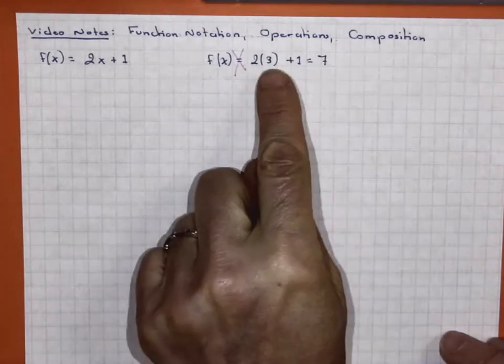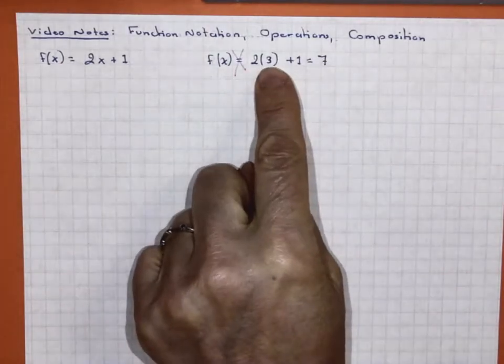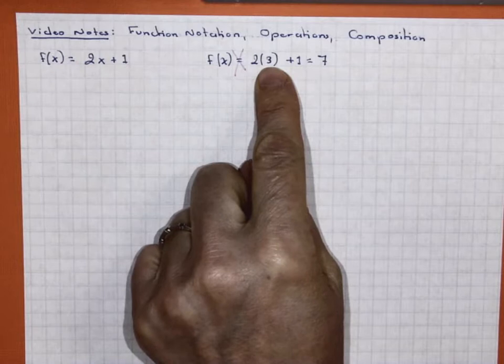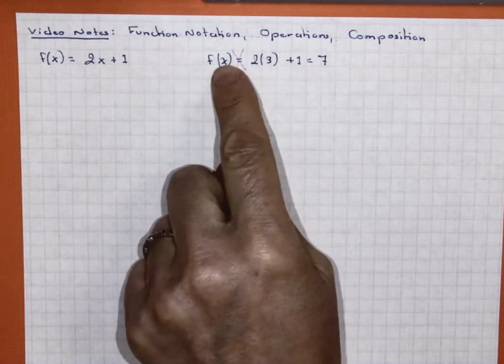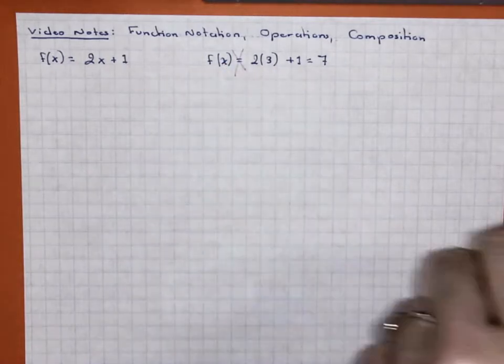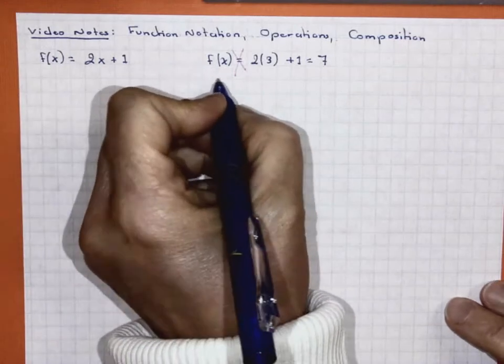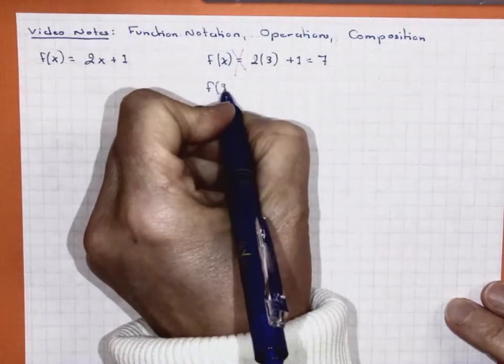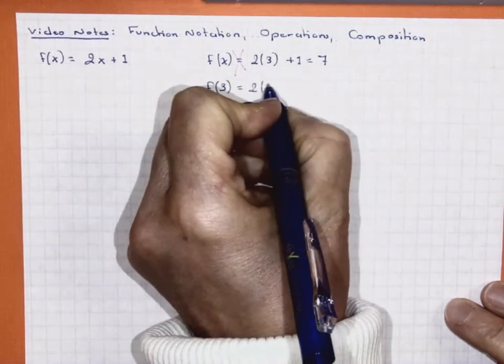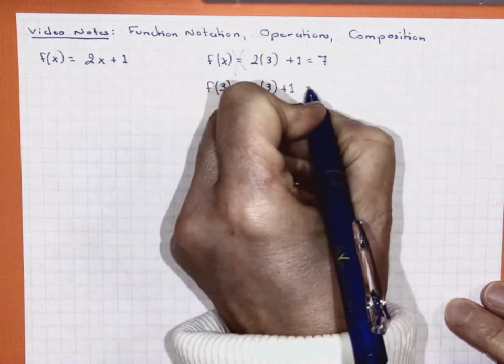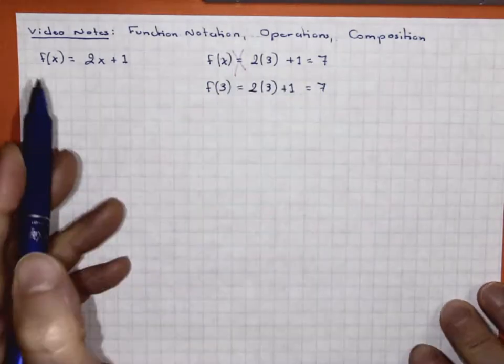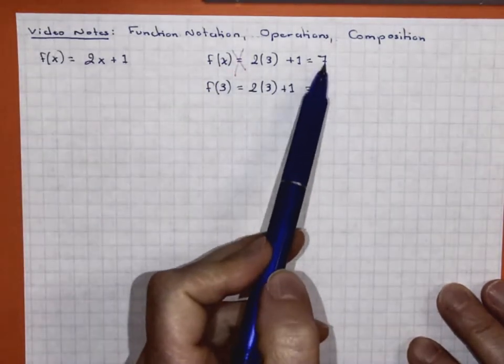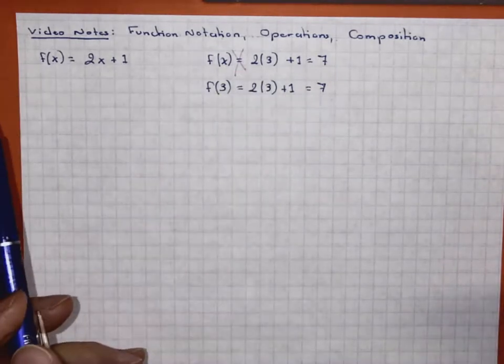Once I plug in a 3, or any number for that matter, for x, then that x up here in the notation has to be changed also. So what I would have to write is f of 3 is equal to 2 times 3 plus 1 equals 7. You can say, well, Mrs. Williams, you're really being picky because the answer is going to be the same anyway. So does it really matter?